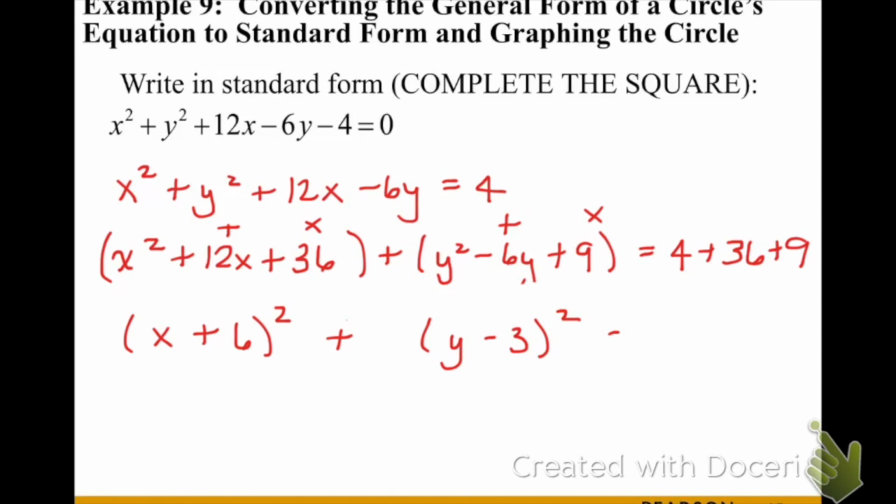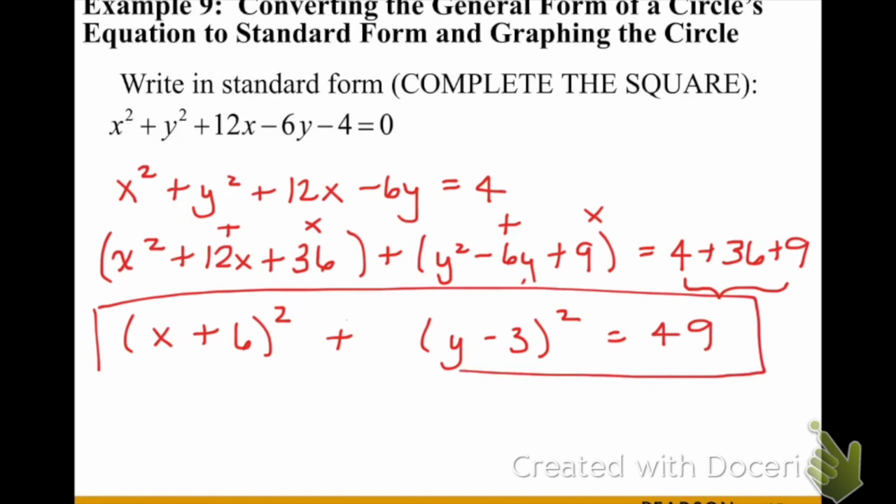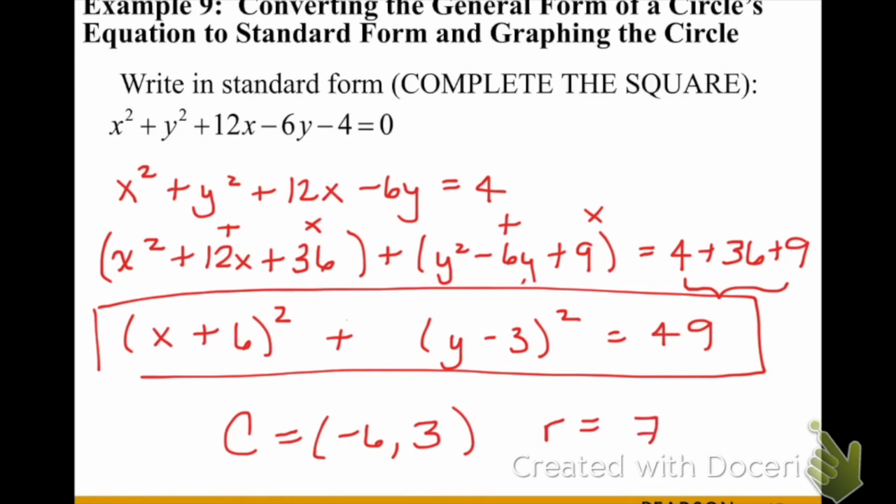And if we go ahead and add and combine like terms all on the right, we're going to get 49, giving us this standard form of the equation of the circle: (x plus 6) squared plus (y minus 3) squared equal to 49. If we look at that equation there, then we can decipher that our circle will have a center at negative 6, positive 3, and then a radius of 7 if we take the square root of 49.